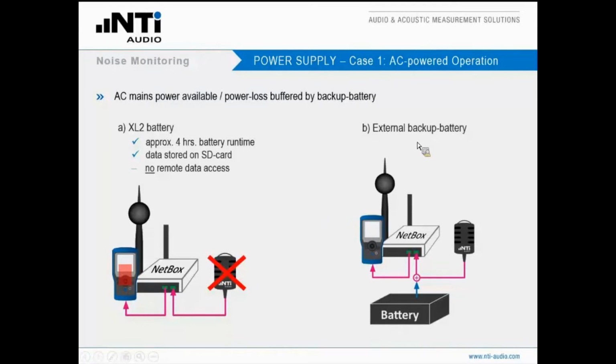The second solution would be with an external backup battery. So here you're connecting this backup battery to the input of the netbox, to the power input. You can even add a separate charger for that external battery. And in case that there is a power failure, then the battery would power the system, both the XL2 and the netbox, during the downtime. So we have remote data access secured to the whole noise monitor.